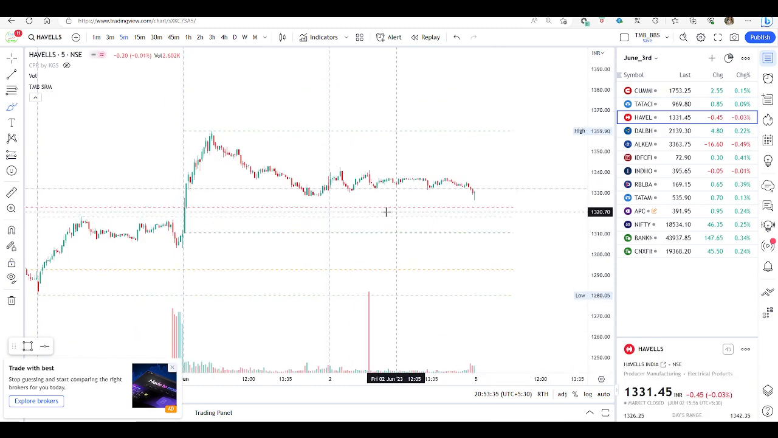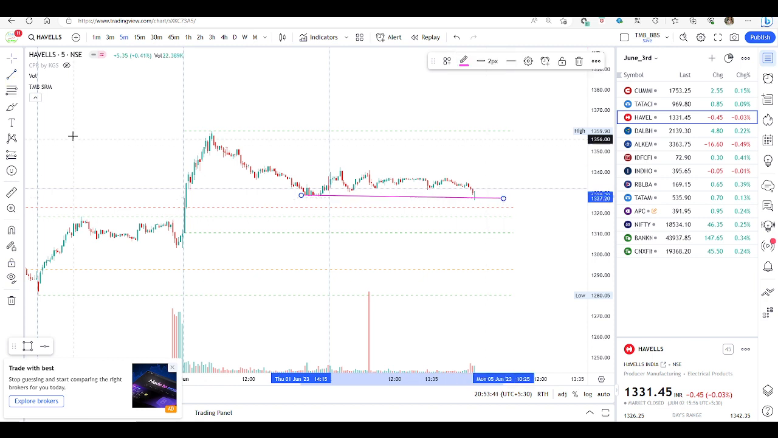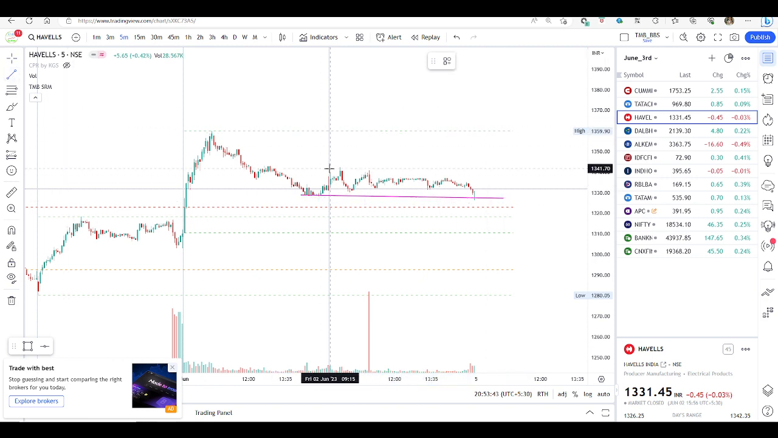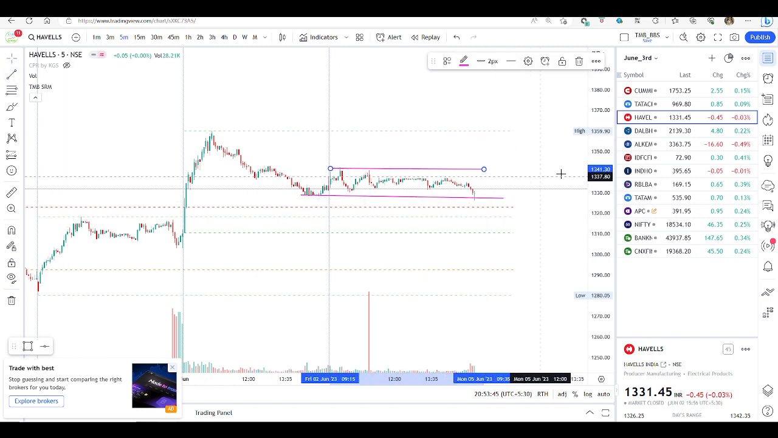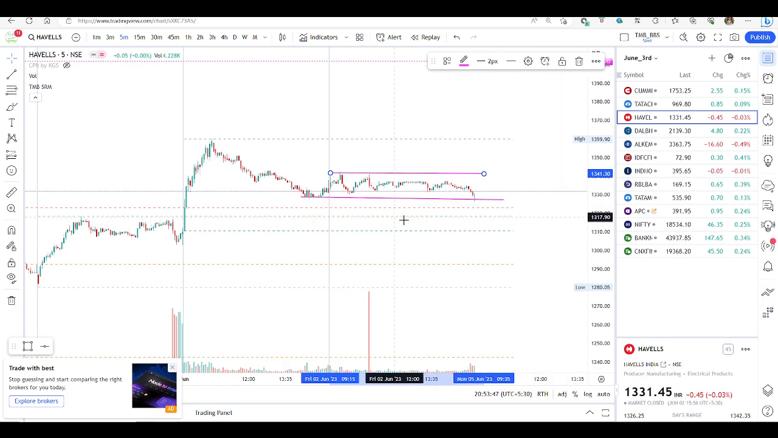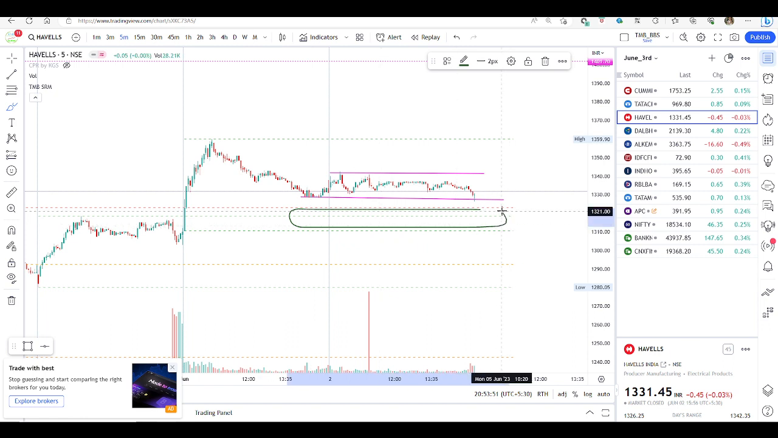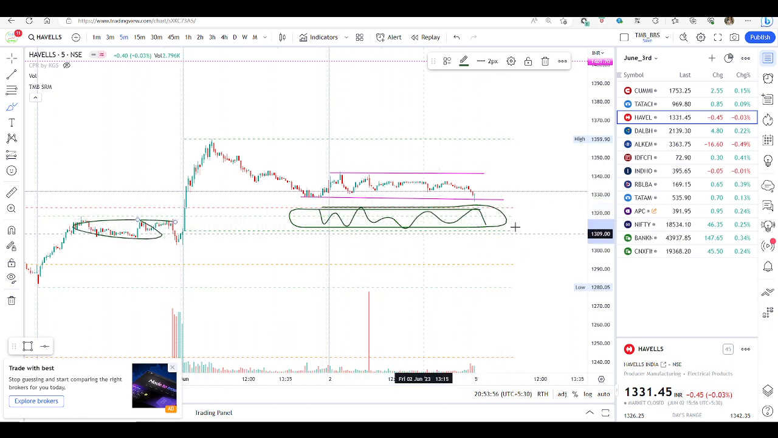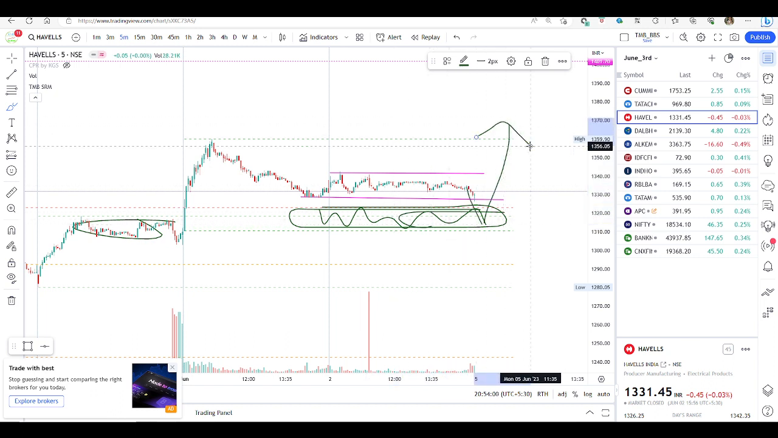Havells also the same thing. This was trading in a very narrow range. Throughout the day it traded in a very narrow range. I am not looking at the downside because, if you see, a cluster of supports is there. A lot of price action might have happened here, here, here. So the moment it comes here, it may bounce back. I will go for the buy opportunity in this.